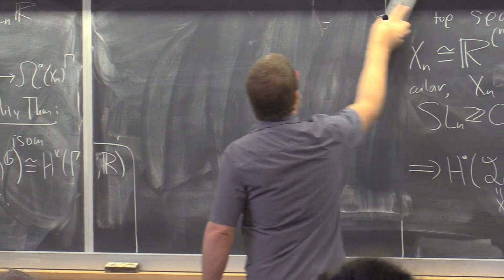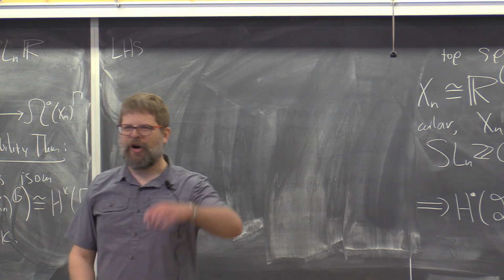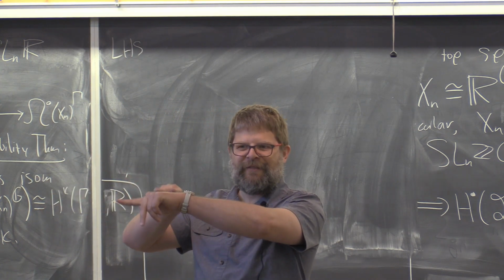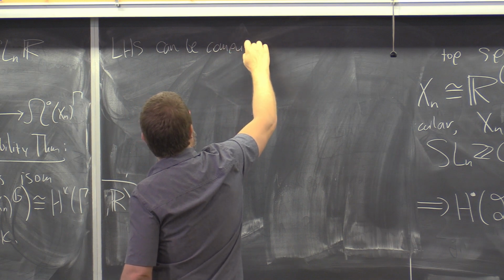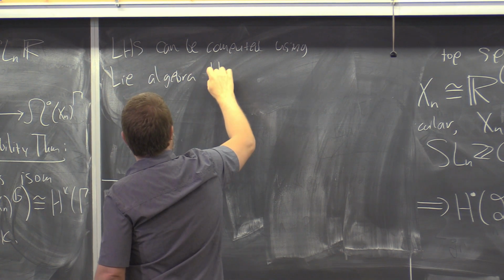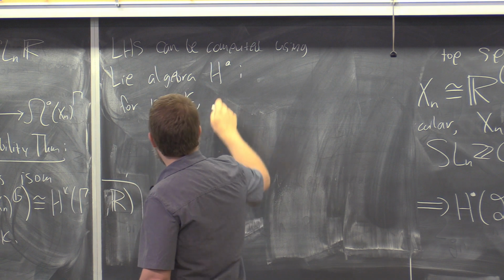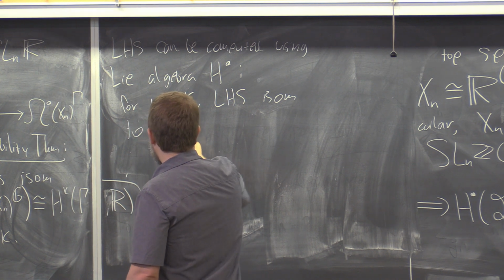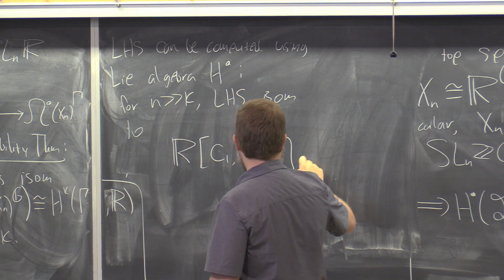The left-hand side can be computed. A G-invariant form is determined by its value at a single point, so it's determined by Lie algebra data, by infinitesimal data. It can be computed using Lie algebra cohomology. And in fact, for n large relative to k, the left-hand side is isomorphic to a polynomial ring on classes c1, c2, and so on, taken in degree k.